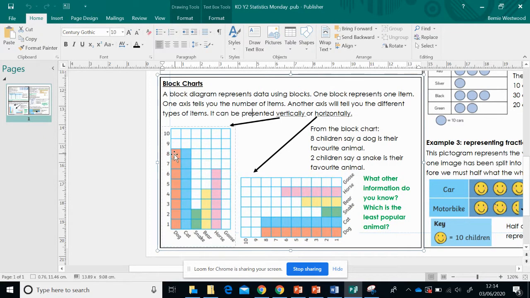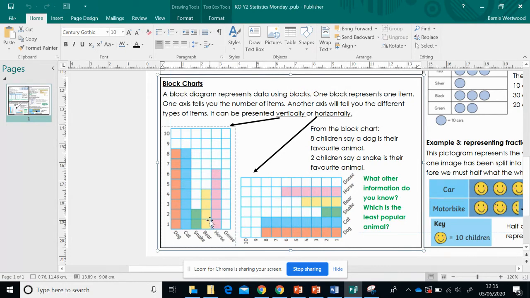So I could say that 8 children voted for dog as their favourite animal. I can see that 2 children voted for snake as their favourite animal, and so on. And you can probably tell me now that other information that you could see. If you were asked a question like, how many more children chose horse as their favourite animal than bear?